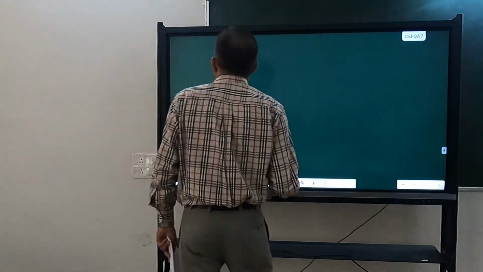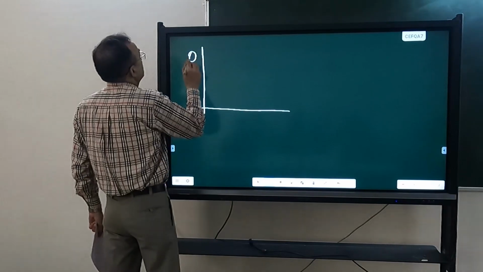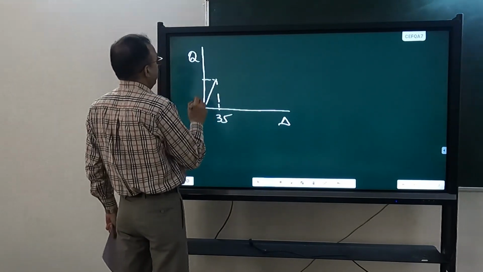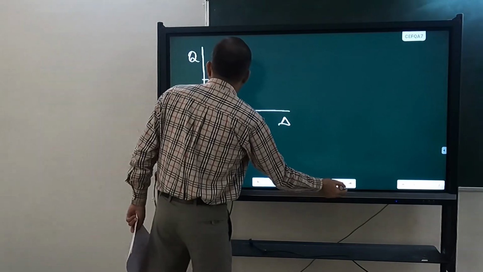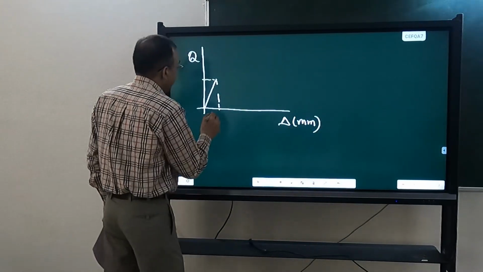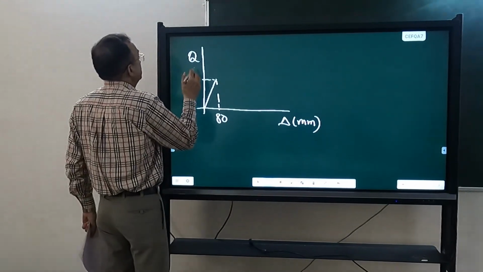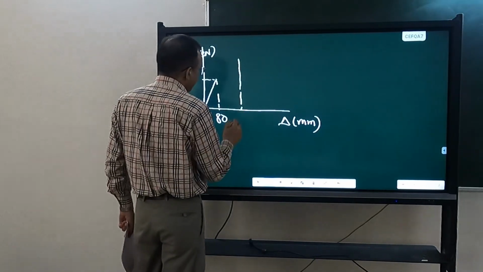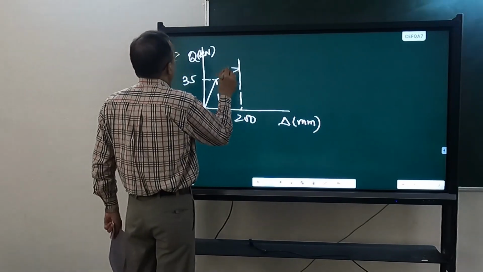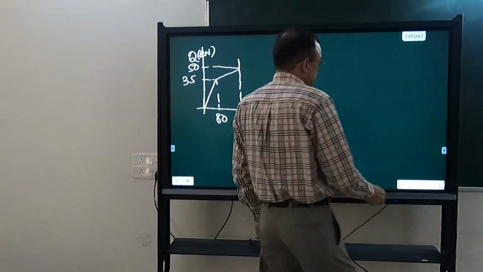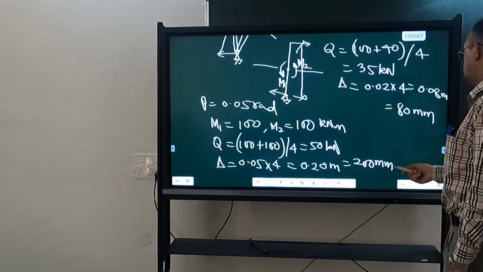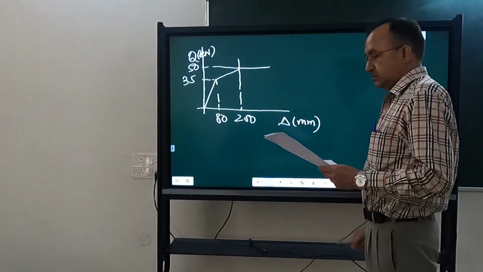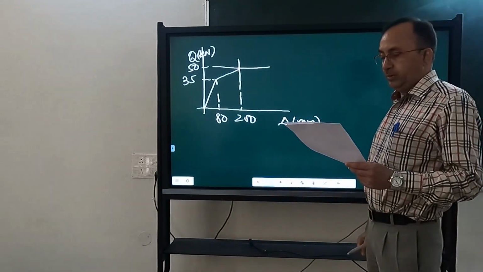Okay, so if I plot Q versus delta at 35 mm, sorry, not 35, at 80 mm, this is 35 kilonewton, and at 250 kilonewton. Okay, and then it will continue till when? Both go up to 0.05 radian.